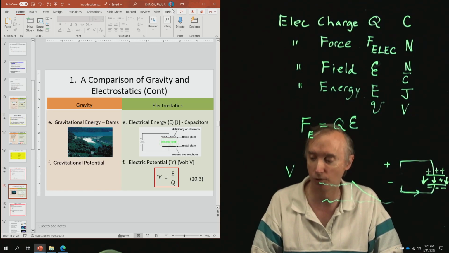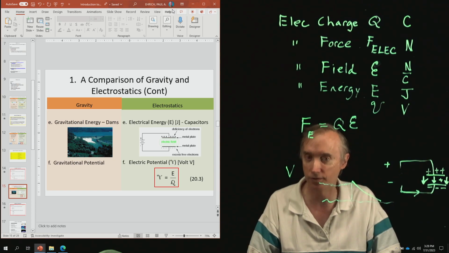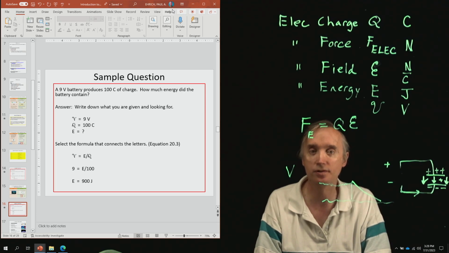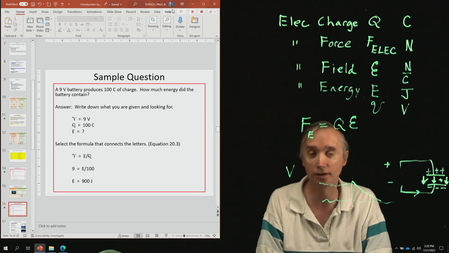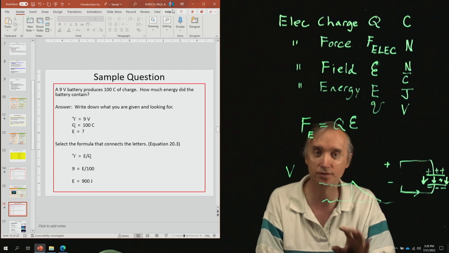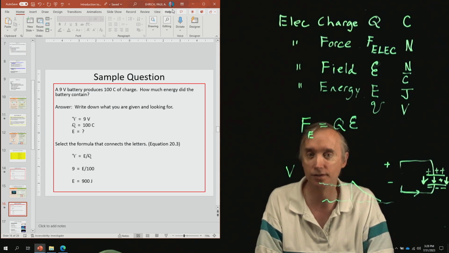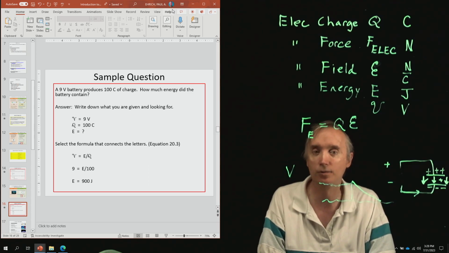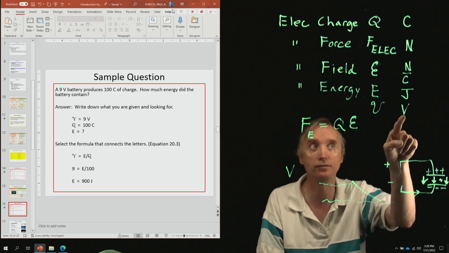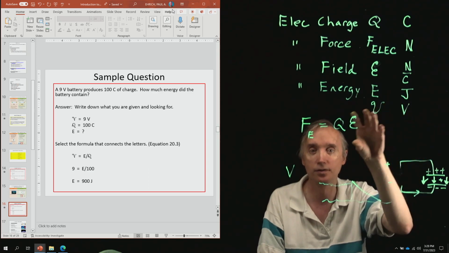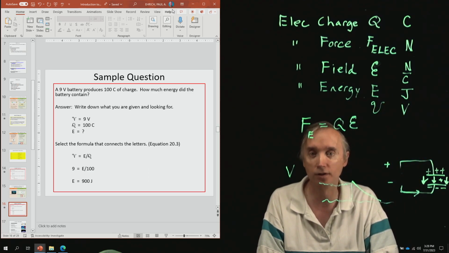So let's try a word problem that is going to go with this. It says that a 9-volt battery produces 100 coulombs of electrical charge. Now, it actually produces a lot more than that, but let's just say for the sake of argument. How much energy does the battery contain? So you're going to write down what you're given and what you're looking for. So it said 9 volts, and volts goes with voltage. So V equals 9 volts. The charge is Q. We're looking for the E.